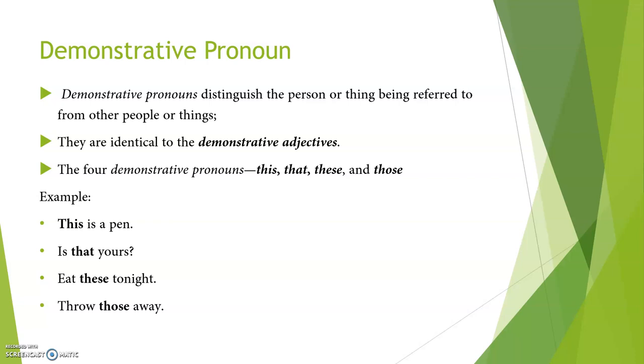Let's look at the examples. This is a pen. In this sentence, this is the demonstrative pronoun. Is that yours? In this sentence, that is the demonstrative pronoun. Eat these tonight. In this sentence, these. And the last sentence is throw those away. In this sentence, those.